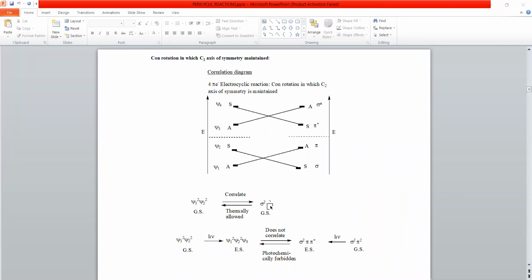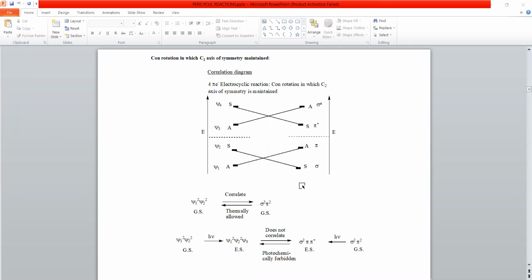Square indicates 2 electrons. So ground state orbitals of 1,3-butadiene correlate with ground state orbitals of cyclobutene. When the ground state orbitals of reactants correlate with ground state orbitals of the product, the reaction is thermally allowed. So here the ground state orbitals of cyclobutene, sigma square and pi square, correlate with the ground state orbitals of the products, Psi1 square and Psi2 square. Therefore, this reaction is thermally allowed.